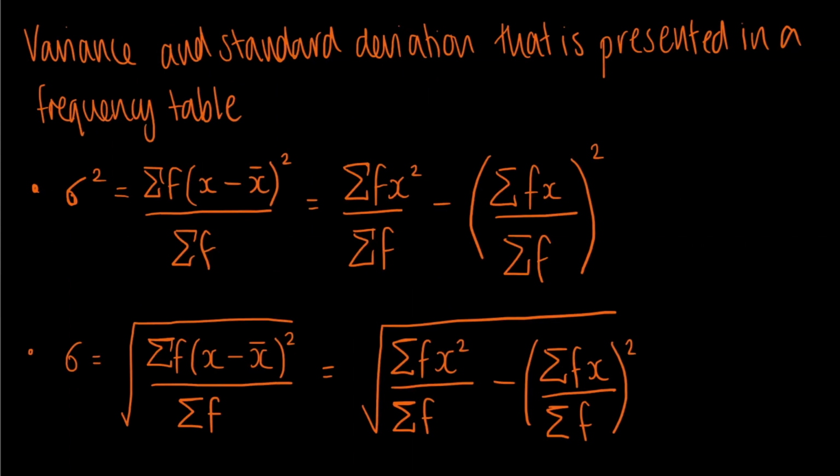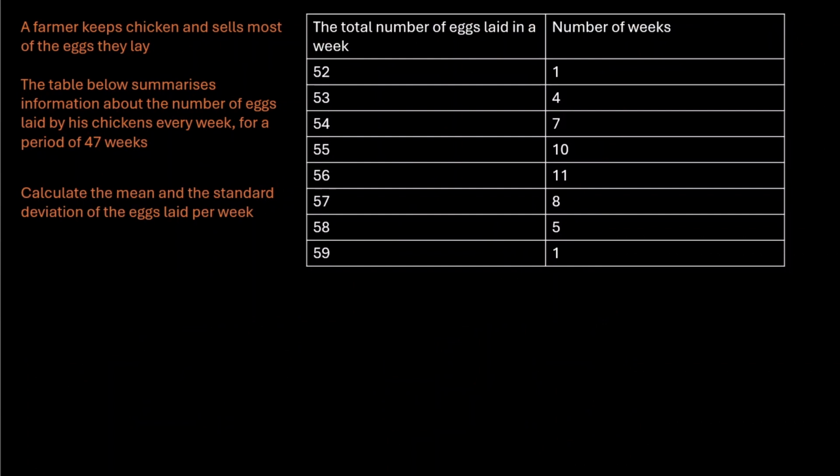The variance and the standard deviation presented in a frequency table. So this is the sum of f x squared over the sum of f, subtract the sum of f x over the sum of f, squared. And the standard deviation is the sum of f x squared over the sum of f, subtract the sum of f x over the sum of f, squared, all square rooted, because the standard deviation is simply the square root of the variance. So we're going to go through an example here.